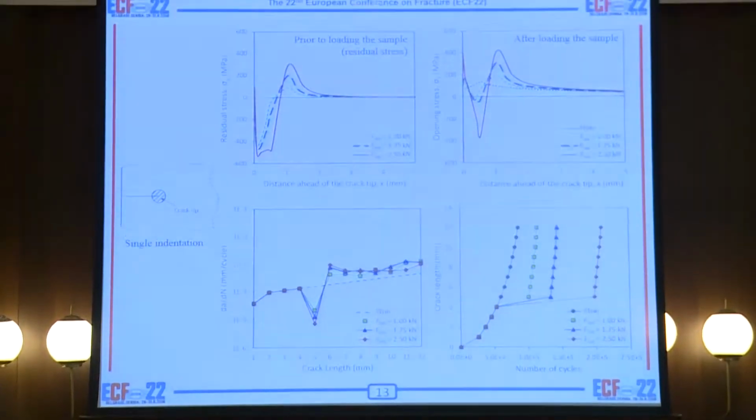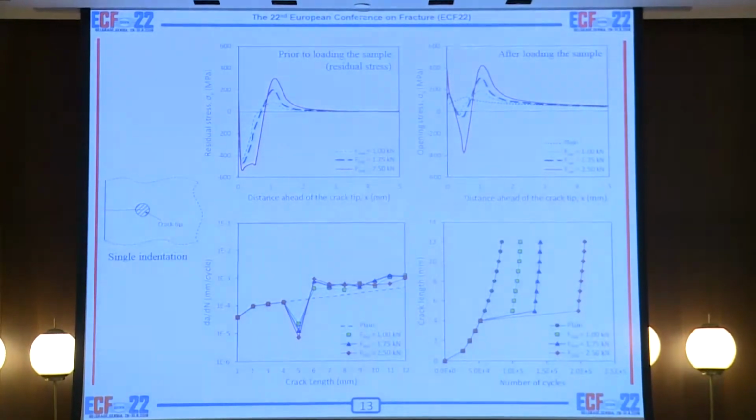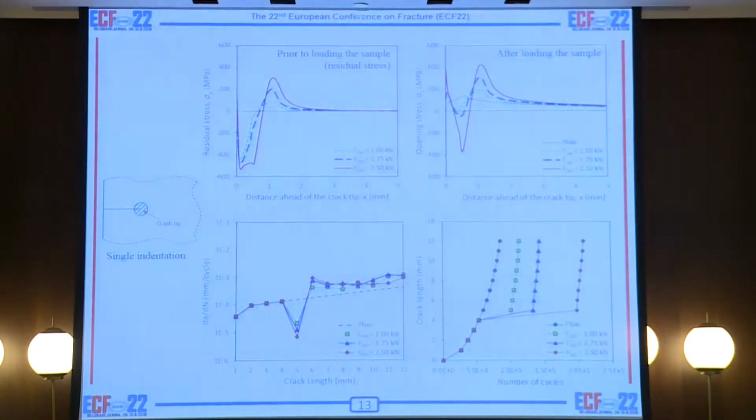After conducting the finite element analysis using the plastic behavior that we obtained from tensile test on the aluminum, we were able to capture the residual stress in front of the crack tip. Here on the top curves, you can see the residual stress in front of the crack tip before actual loading of the sample, and after actual loading of the sample. So as you may see, the first one is showing the residual stress along the crack line. And the key parameter here was the indentation load. So there was just one indentation at the crack tip, and the indentation load was different.